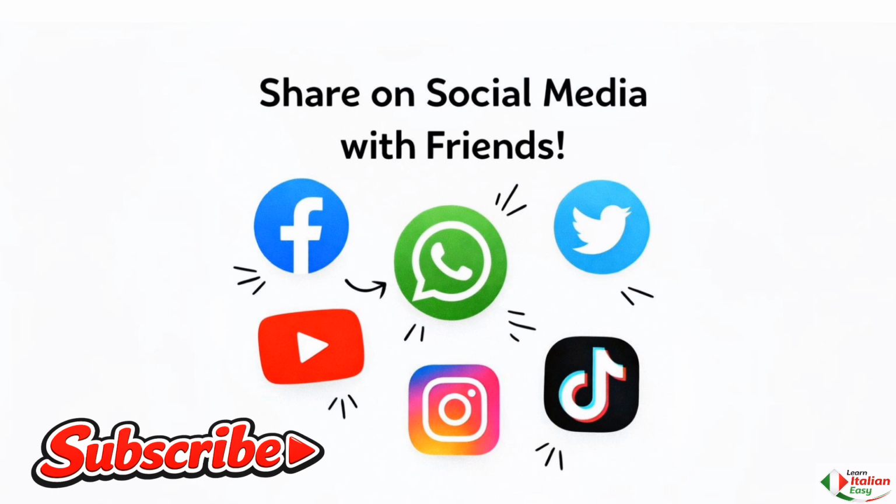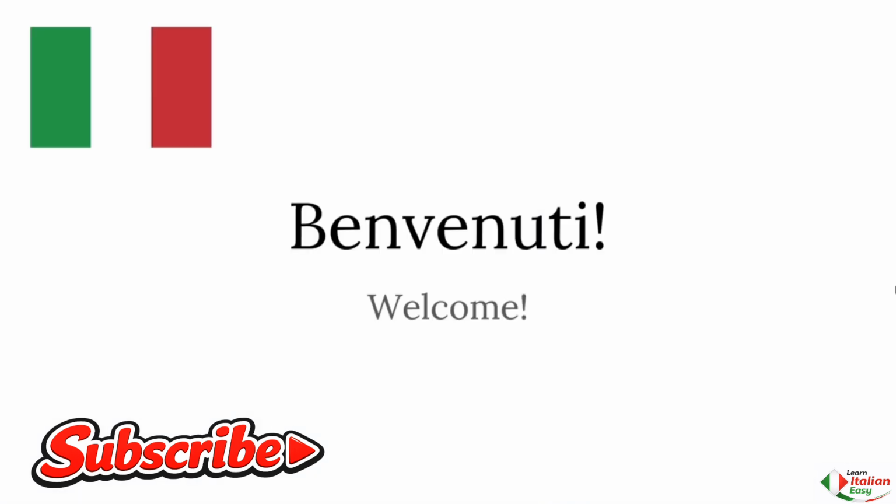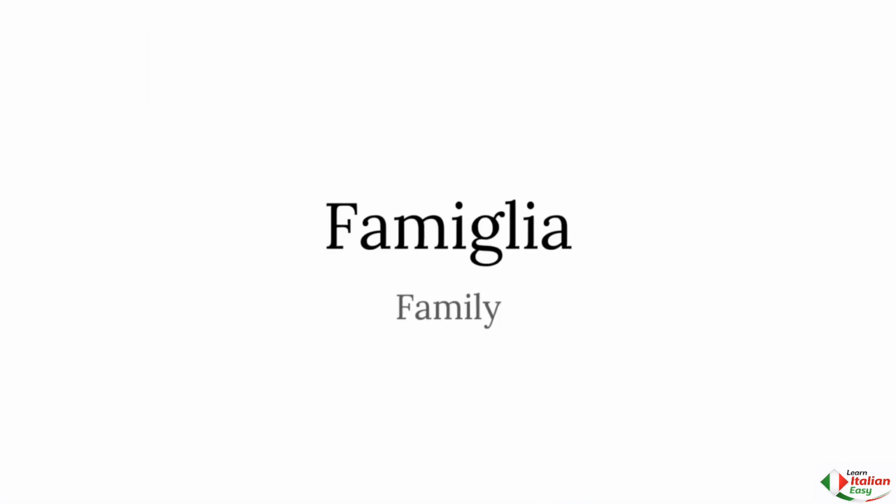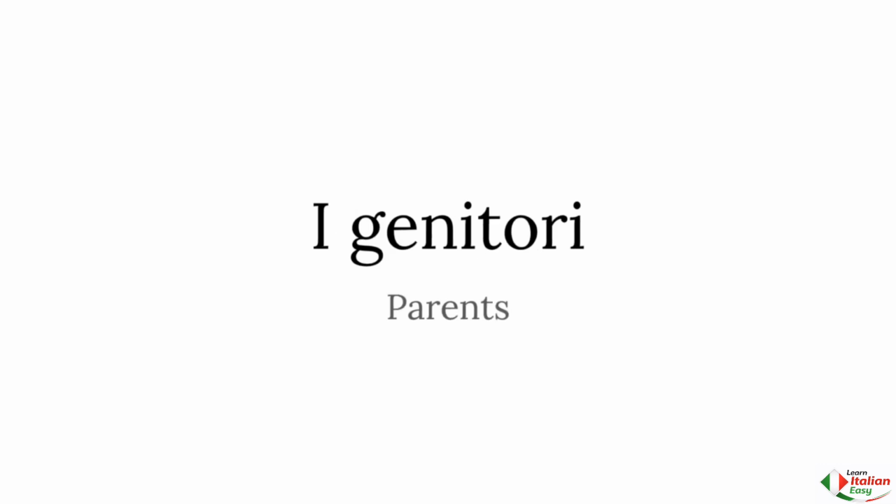22 of Italiano per principianti. Today we're going to talk about a very important topic, family, famiglia in Italian. Famiglia. It's a feminine word, so the article is la famiglia. Okay? Let's start with the parents. I genitori. The parents.